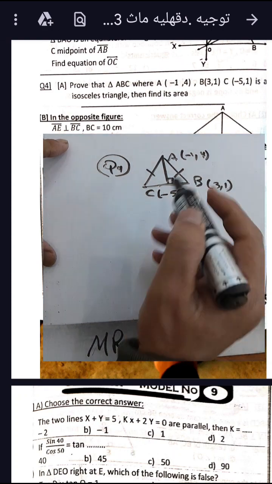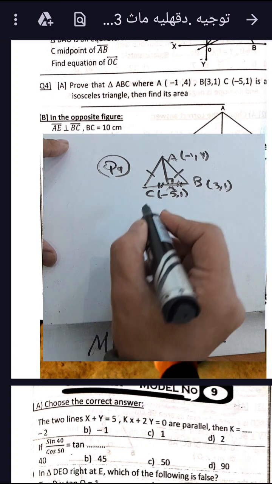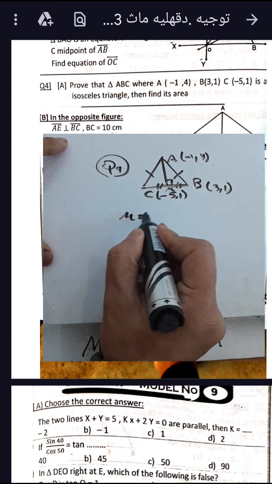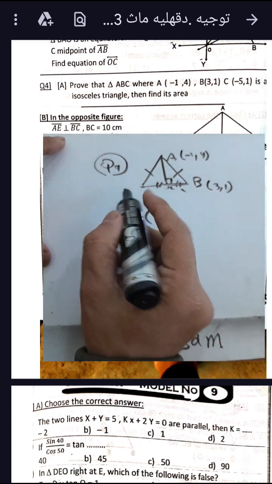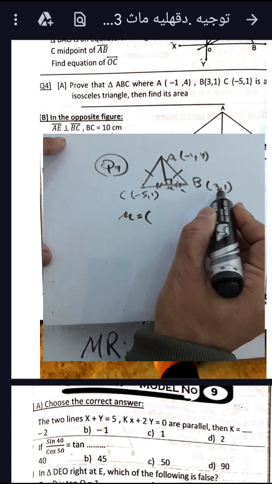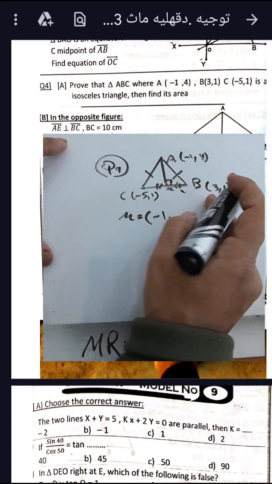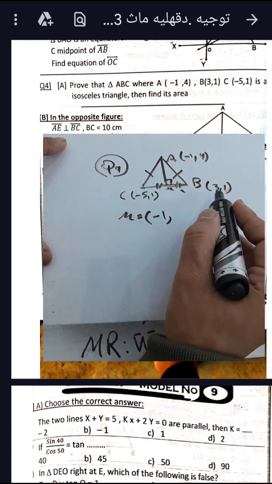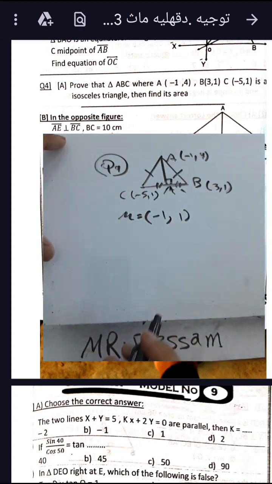Then we can write the area half times the base times the height, but at this point we put M here. M lies in the middle between C and B. Then the coordinates of the point will be 3 plus negative 5 divided by 2, negative 2 divided by 2, negative 1. And here 1 plus 1, 2, 2 divided by 2 equal 1. It's the coordinates of the midpoint, which lies in the middle.